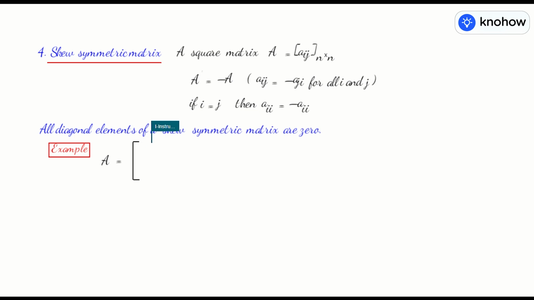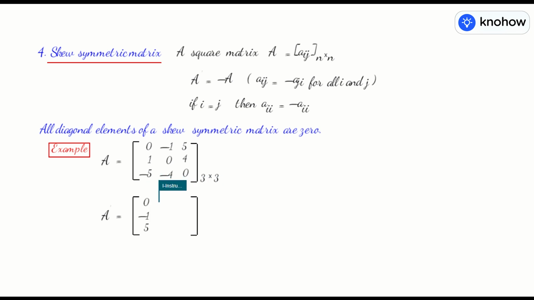Let's take a matrix A defined as 0, -1, 5; 1, 0, 4; and -5, -4, 0. What is the order of this matrix? It is a square matrix of order 3 by 3. What is A dash? Find out the transpose. The elements of the first row should be written in the first column: 0, -1, 5. Then the second row, 1, 0, 4, you write in the second column. -5, -4, 0 you write in the third column.